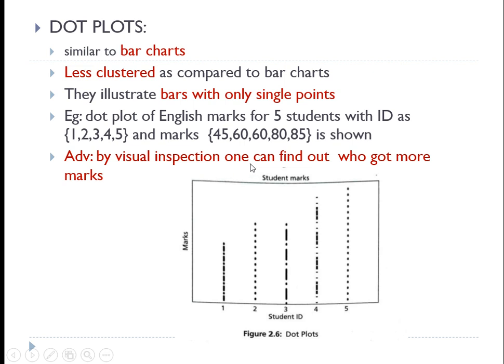The advantage of this is that by visual inspection I can easily find out, right, who got more marks. So this is the student ID on the x-axis, and on the y-axis I have the marks. Looking at this I can say the student with ID number 5 has the highest marks.